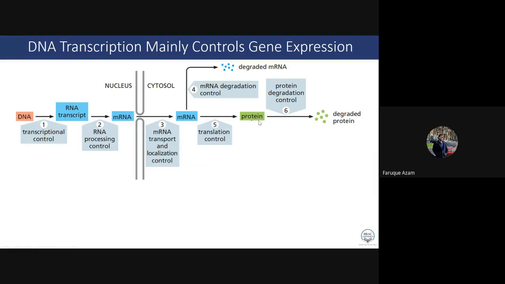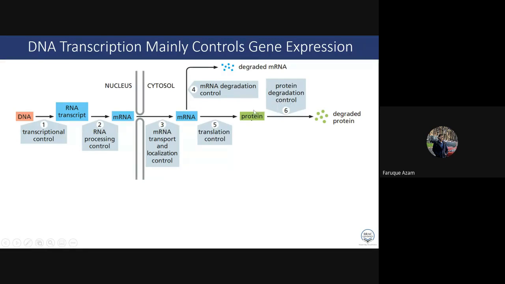blocked or inhibited. Like the protein after translation undergoes folding, a conformational change, 3D structure folding, and after folding it is functional, with some other modifications. So those modifications and folding are mainly done by the heat shock proteins, the chaperones, molecular chaperones. So those chaperones mainly control gene expression at this stage, protein degradation control.